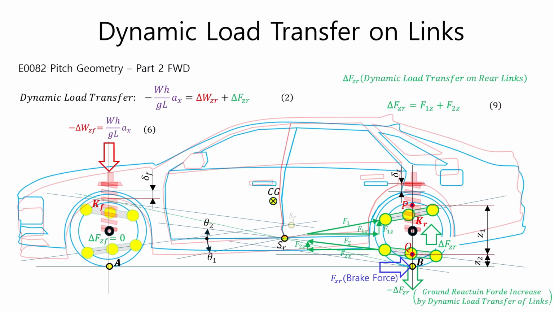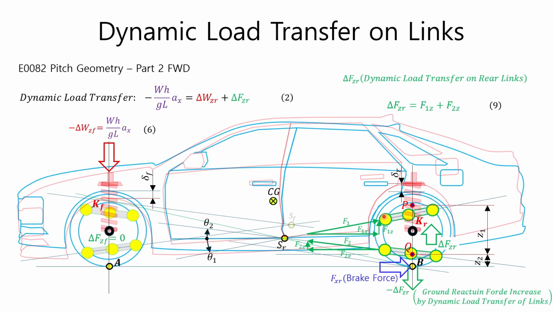Let's analyze the vertical dynamic loads acting on the suspension links during rear wheel braking. The link forces for pitch motion during rear wheel braking are similar to the link forces for pitch motion during front wheel acceleration. Forces acting on the links do not occur in suspensions without drive or brake wheels. They occur only in suspensions with drive or brake wheels. This simple fact is very important in the analysis of pitch motion.